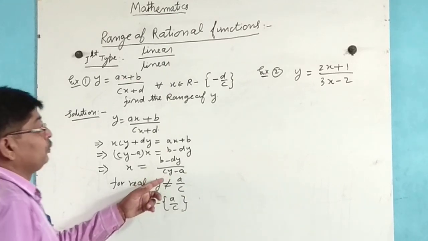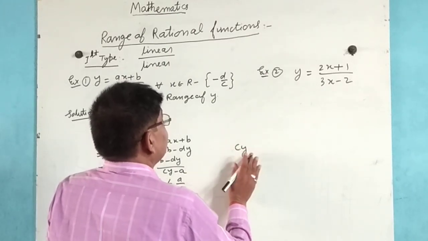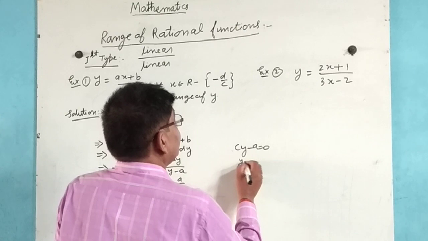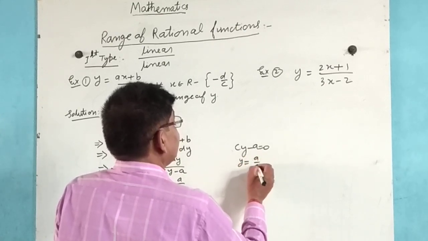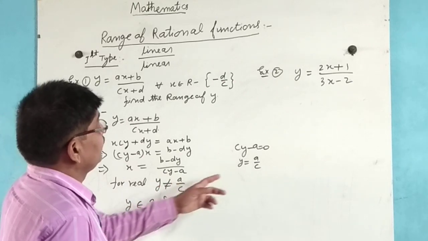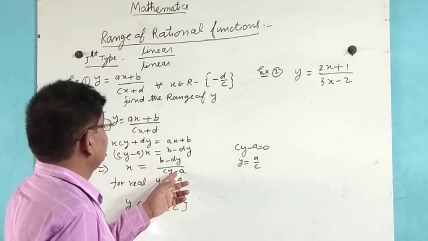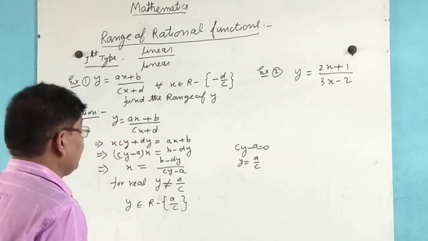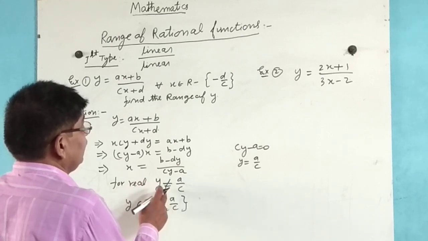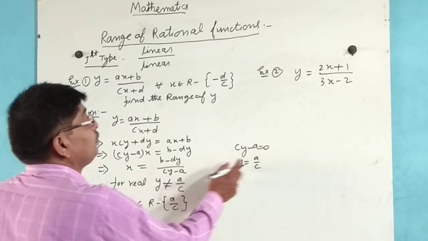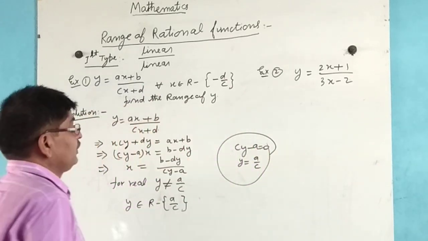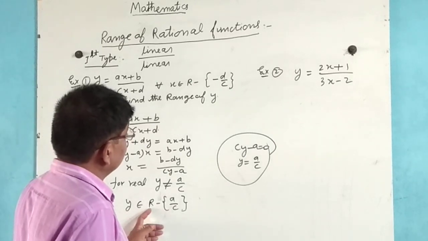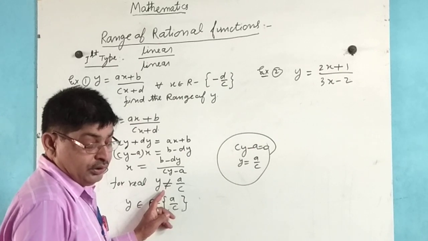Here cy minus a equal to 0, so y equal to a by c. If we put y equal to a by c, x becomes infinity. So for real values of x, y does not equal a by c, so that y belongs to R minus a by c.